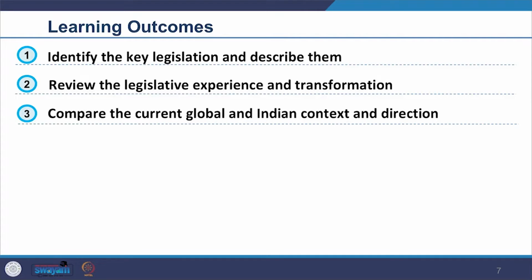The major learning outcomes are that you should be able to identify these key legislations and you should be able to describe them. Further, you should be able to review the legislative experience and transformation. So, you should be able to sequentially see what context we were going through, how our understanding was developing, how each player was playing a role in this, and what kind of legislative changes were taking place. Further, you should be able to compare the current global and Indian context, and see the direction in which we are headed.